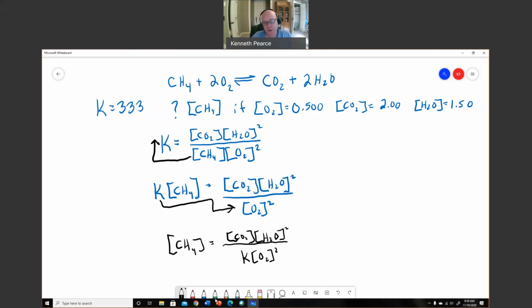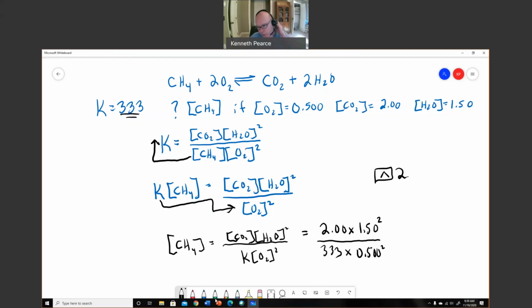And now the final step is we just go ahead and plug in our numbers. And let's see, CO2 is 2.00, and that'll be times the water, 1.50 squared. Keep in mind that most calculators have a caret key where you would go to the second. And then we're going to divide by the K. Well, the K is over here. That's 333 times the O2 squared, which was 0.500 squared.